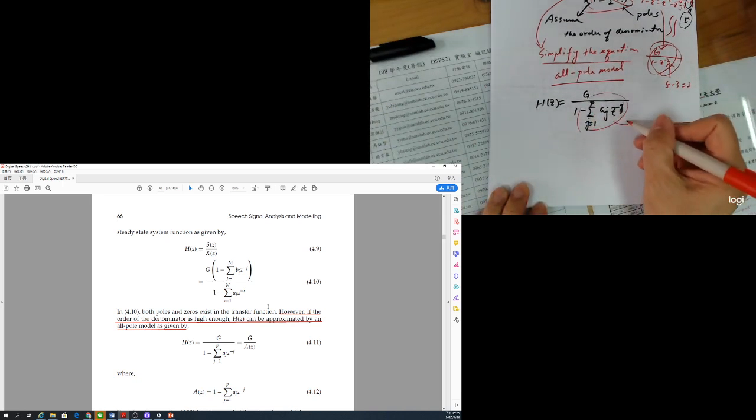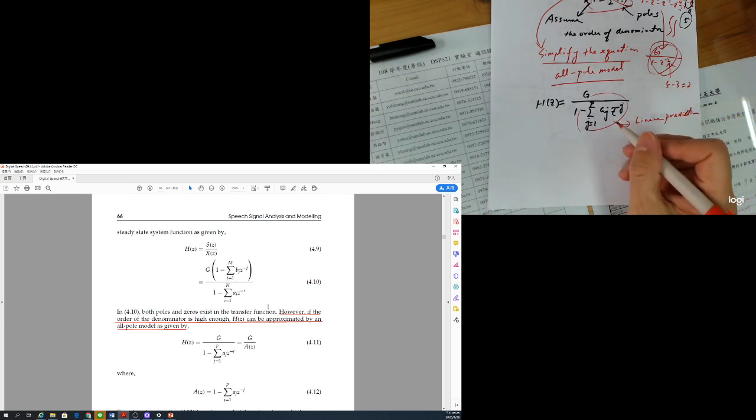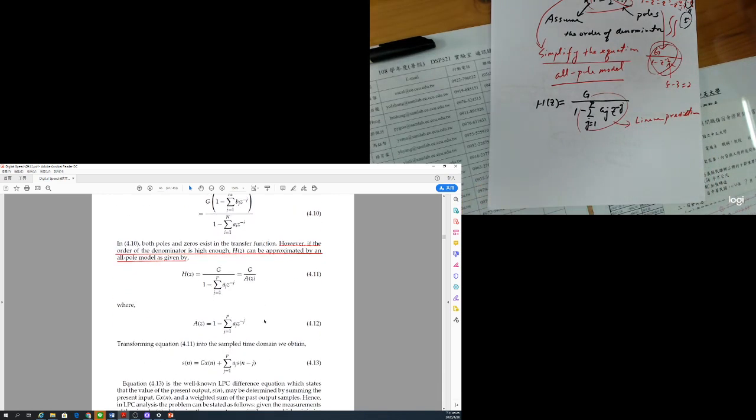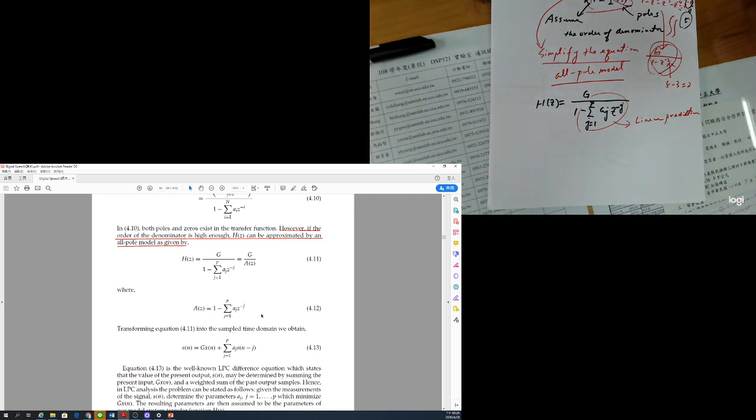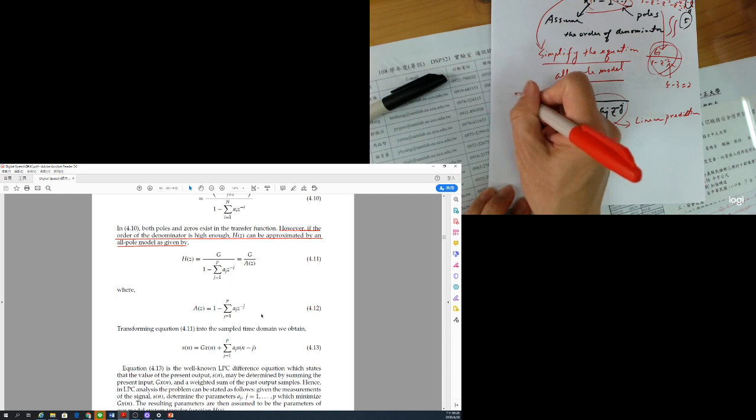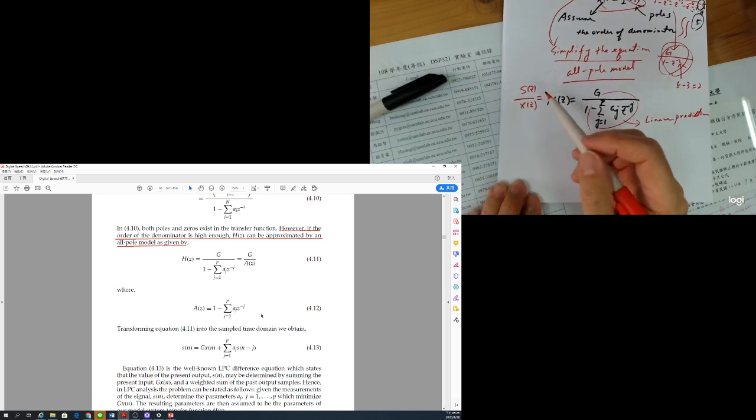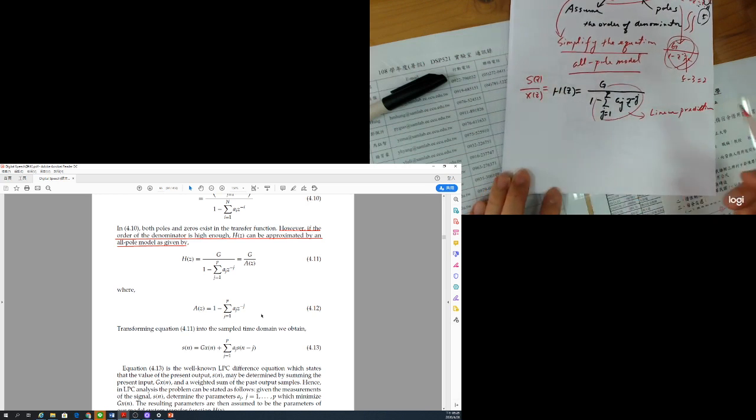Here, this looks like linear prediction. This is more like linear prediction. However, this is a more general term. This is the general term of an all-pole model transfer function. So you can see here, this is our output related to our input. What we have is the output versus our input here.